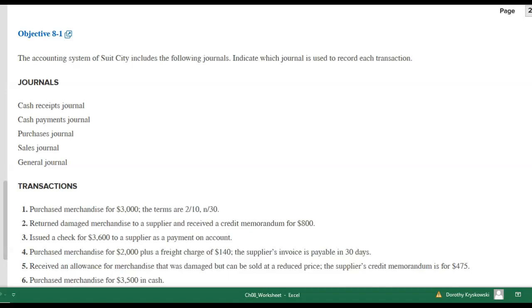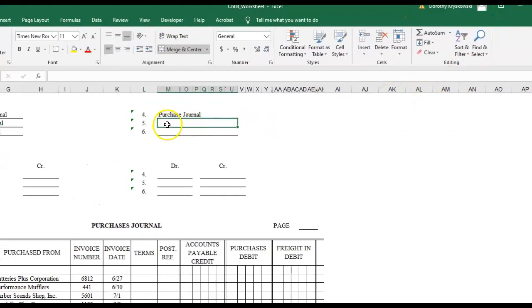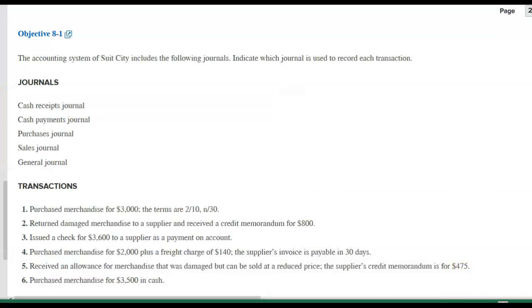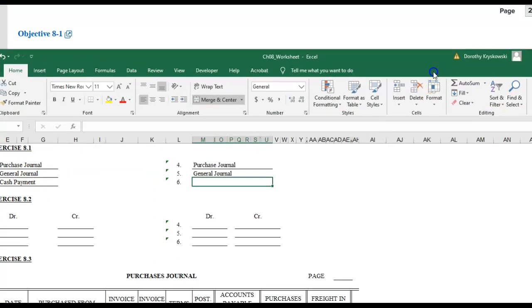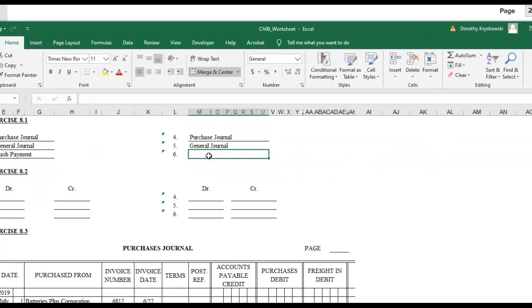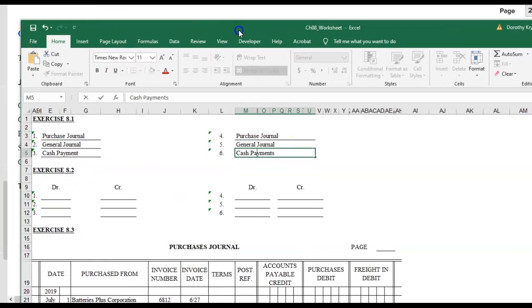Okay, the credit memo, and any time we're doing difficult entries where we have to make an adjustment on anything at all, has to go through the general journal. So that's a general journal. And the last one, purchase merchandise for $3,500 in cash. That would be a cash payments journal. Okay, let's move on to the next problem.